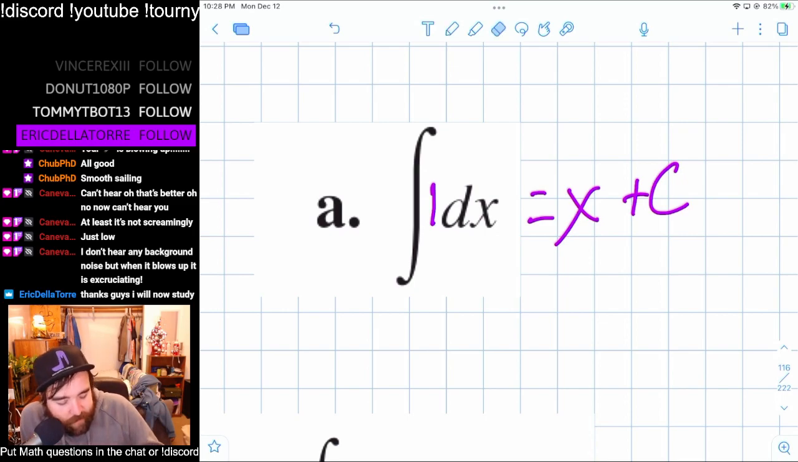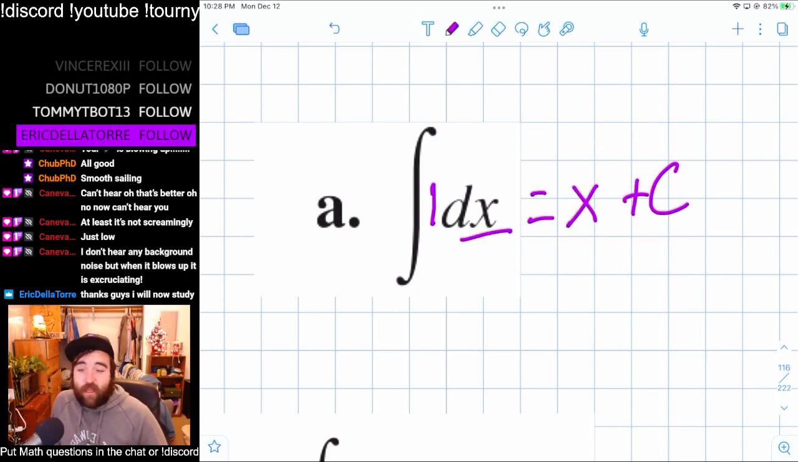So, let me rewrite that because it looks like a y. But you just get x. And the reason you know it's x is because it's dx. If that was like a dy or a dt, you would say it was t. Because that's telling you what variable you're taking the integral with respect to. It's just like taking the derivative with respect to a variable.